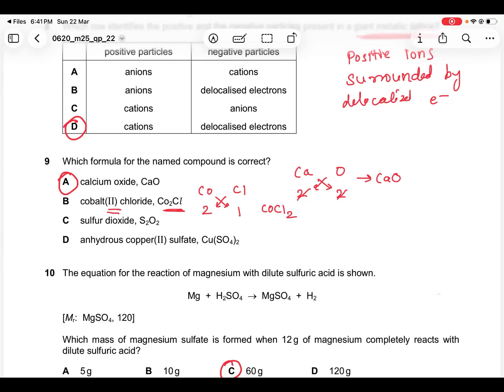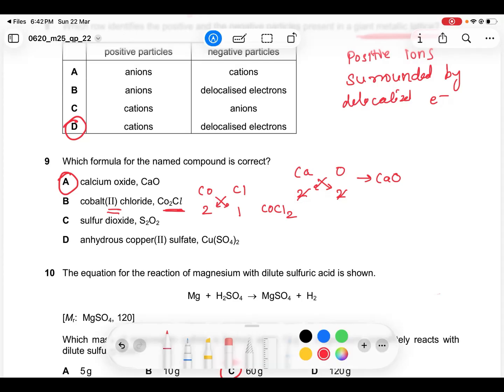For sulfur dioxide, you can see we have one sulfur atom and di, meaning 2 oxygen atoms. So SO2 becomes the formula. And lastly, we have anhydrous copper sulfate. So the formula for copper sulfate is CuSO4.